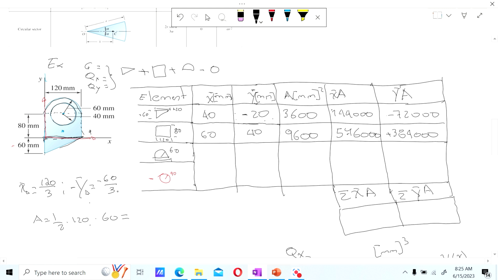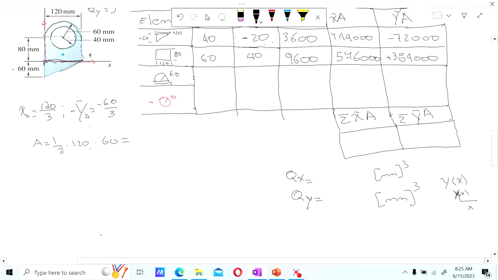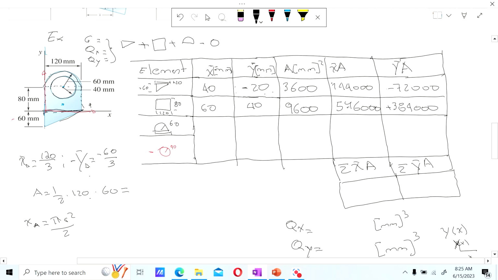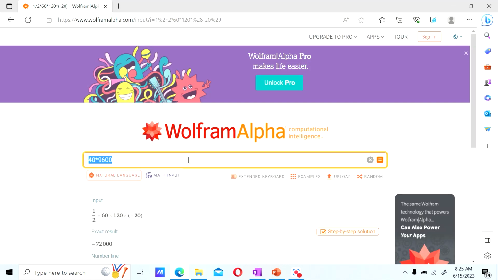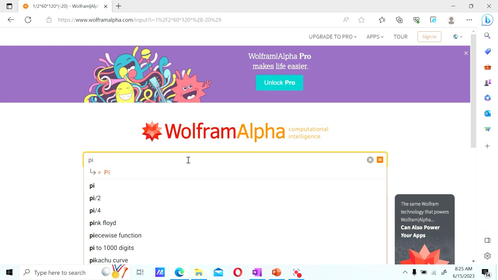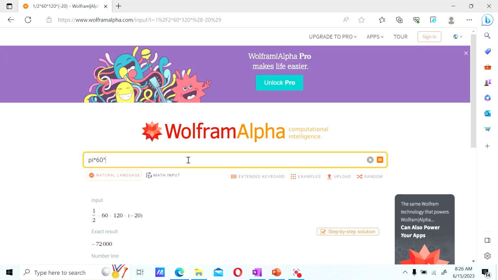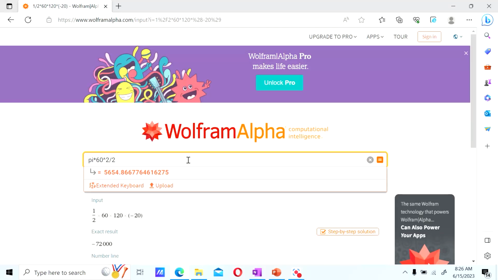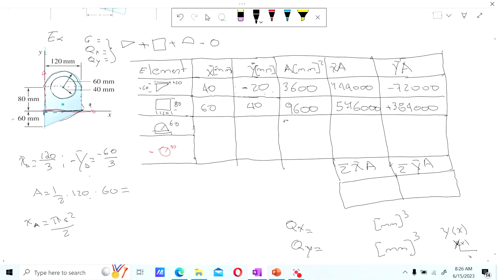All right, the third one. So the third one is the semicircle. So let's do that one. So x is, well, let's do first the area, which is the simplest one. Area of the semicircle is the area of a circle divided by 2. So the area of this circle is based on the radius of 60. So this is going to be pi times 60 squared divided by 2, 5654. Let's just say 5655. And these units are in cubic millimeters.